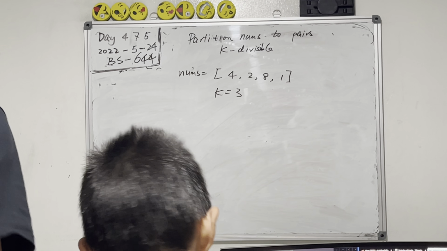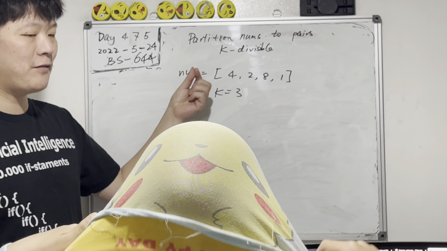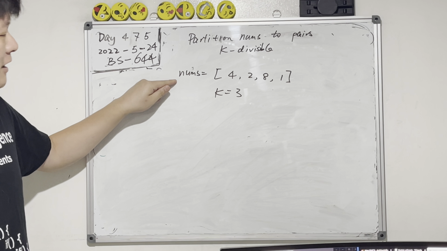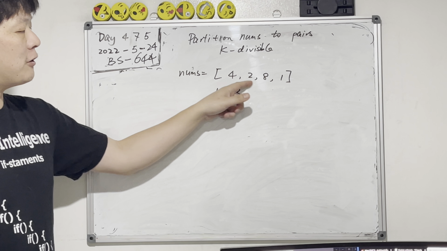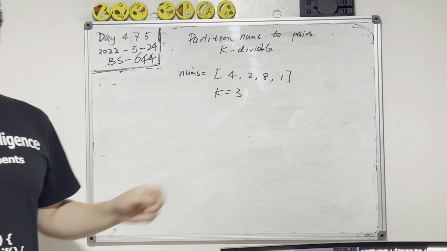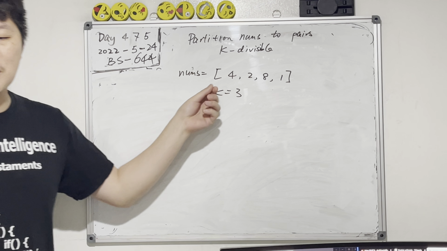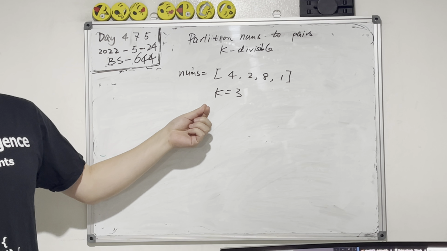Yeah. Okay, so let's look at this problem. Partition an array into pairs, and the sum of each pair needs to be divisible by k. So we have this array, all positive numbers. K is also a positive number. So 4, 2, 8, 1. So we want to partition into pairs. A pair is two numbers, yeah? Can we partition this array into pairs so that the sum of each pair is divisible by 3?